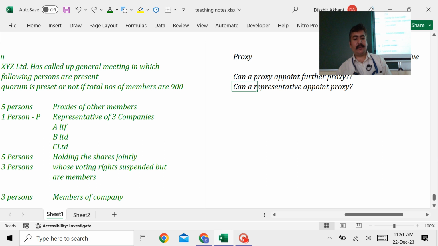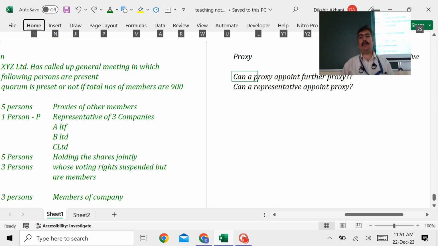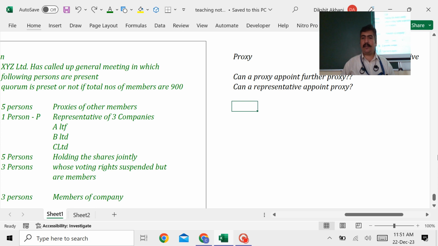Another question is, can a representative appoint a proxy? I mean, let's try to understand the difference between these two. So, first fundamental difference is proxy is actually defined under section 105, right? Whereas representatives are explained in two sections, 112 and 113. Proxy is a right of member, understand? Right of member that you can appoint a proxy.